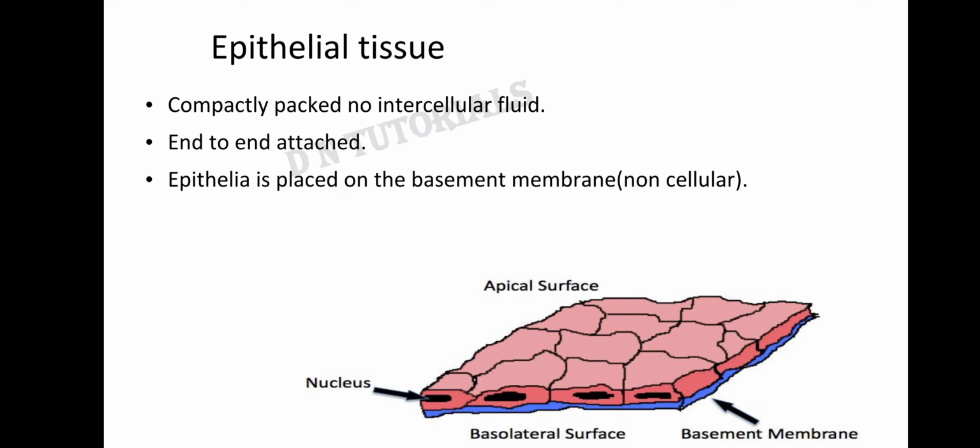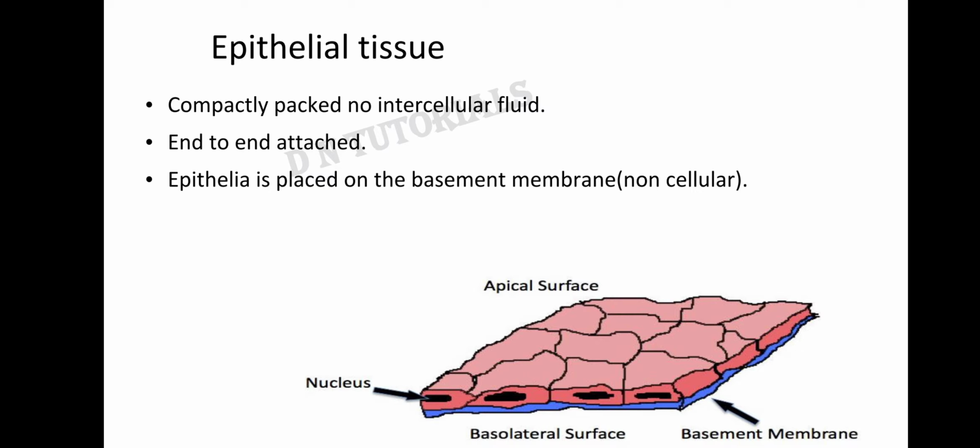And the epithelium is placed on the basement membrane, which is non-cellular. See, whatever epithelial tissues we will be studying, all these linings will be arranged on the basement membrane. Since epithelium is devoid of blood vessels, but still the cells are living, they need nutrition. So from where will they get nutrition? They'll get the nutrition from the basement membrane.